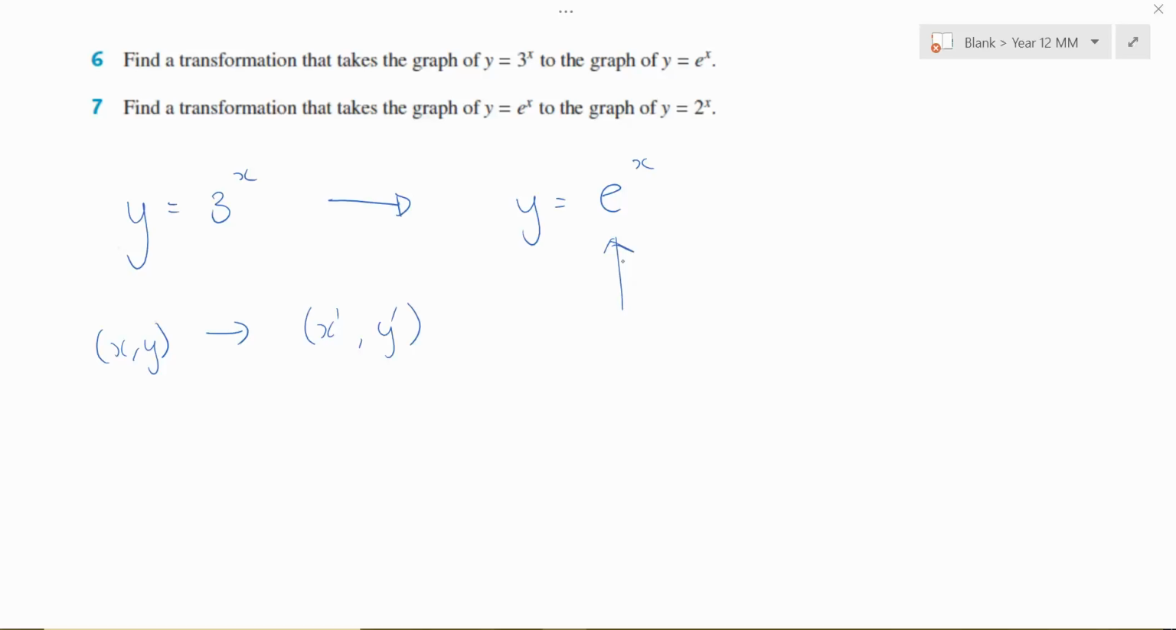I've got 3 to the x, and I want to get to e to the x. What is the first goal? What am I trying to achieve in my transformation? We want to change the equations so that they get to a point where we can easily recognize the difference between the two. Yes, but something more specific. You're right, that is what we want to do, but I want something specific. You just want to change the base.